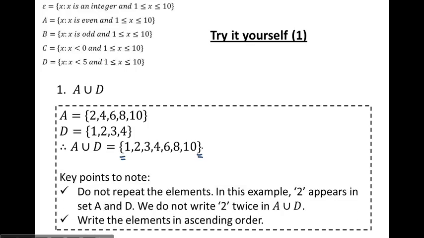Key points to take note of is that you do not repeat the elements that are found in both sets. In this case, you'll notice that 2 appears in both set A and set D. So please do not write 2 twice in A union D. Just write it one time. As for the elements, please write them in ascending order, so that it is easily viewed.